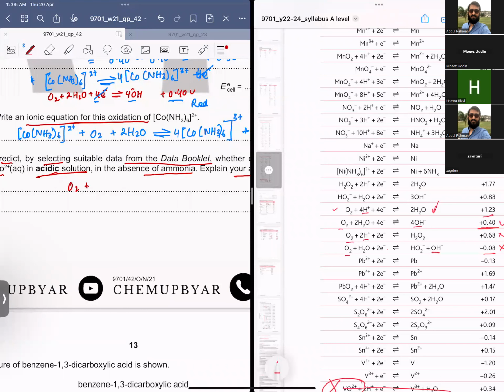So this was right. Then we go for the copper. Two positives, 0.2.